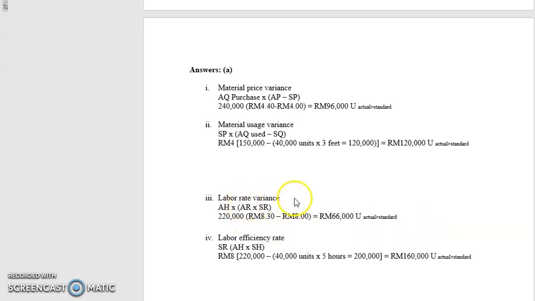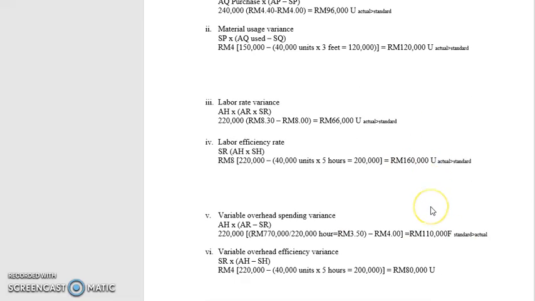Labor rate variance: actual hours times actual rate minus standard rate. You put the figures and you get RM66,000 unfavorable. Labor efficiency variance: standard rate times actual hours minus standard hours. You put the figures and you get RM160,000 unfavorable. Variable overhead spending variance: actual hours times actual rate minus standard rate. Put all the figures and get RM110,000 favorable.